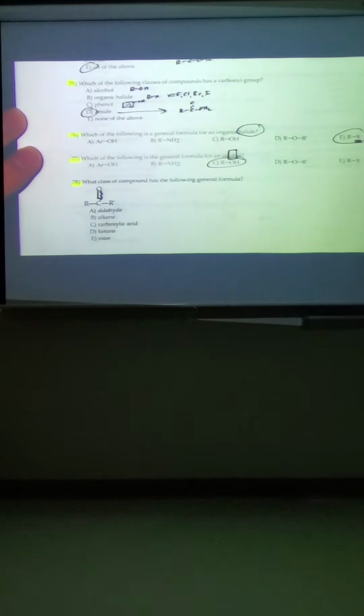78, we say looks like a car key. So car key is a ketone. So those are those clues that we gave you in class that you probably forgot. But if you remember those clues, it's a little easier to remember than just flashcards or anything else.